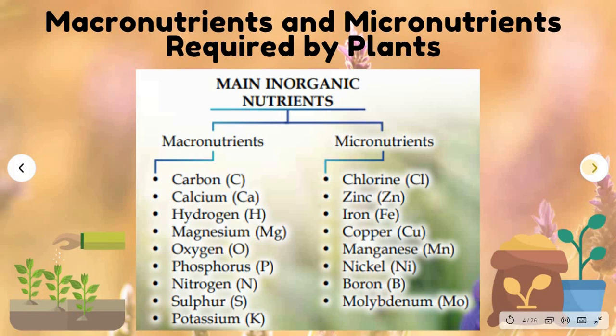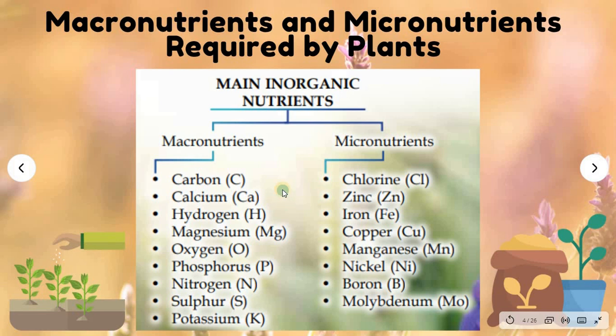The main inorganic nutrients can be divided into two types: macronutrients and micronutrients. Macro refers to the nutrients needed in a large amount, and micro, the nutrients needed in a small amount. Make sure you can differentiate between macronutrients and micronutrients.